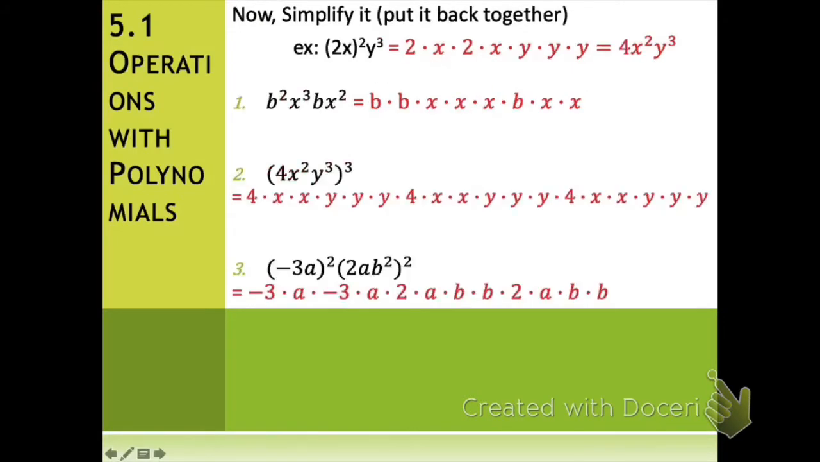Okay, now I want you to look back at the 3 problems that you already expanded. I have them written down here, and I want you to take a minute on your own in your notebook to put these back together.